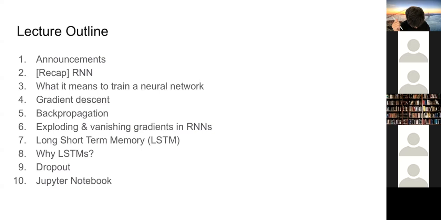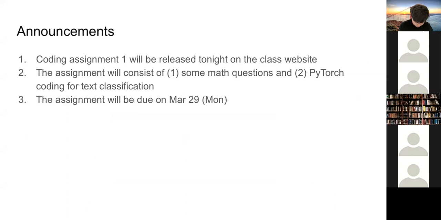The assignment will be released today, and I'll briefly go over the Jupyter notebook and how to do some PyTorch programming, although you are actually expected to know PyTorch. I'll try to go over basically what is equivalent to what we have done until now during lectures 1 through 4. So, announcement again: the coding assignment will be released tonight on the class website. It will consist of some math questions about the LSTMs and PyTorch coding for text classification. You will be asked to create a model that can do sentiment classification well on an English dataset called the Stanford Sentiment Treebank, and this will be due in 2 weeks, so March 29th.